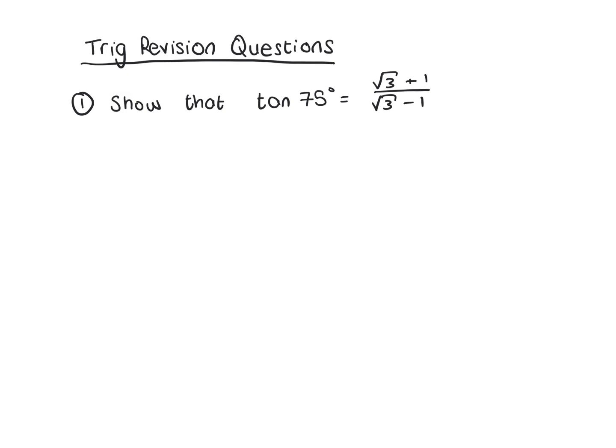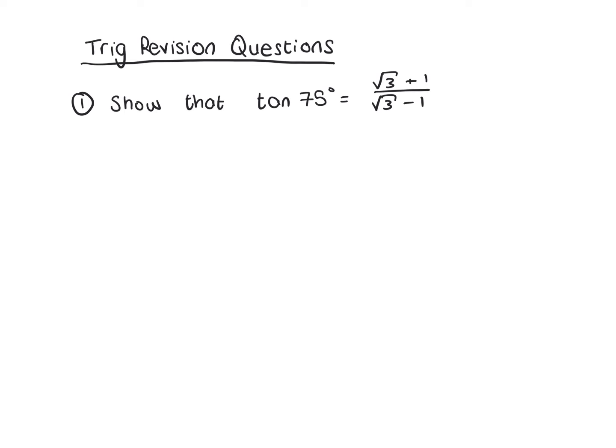Okay, I said today that we would look at some trig and do some revision. So what I'm going to do is give you a few questions and then I will go over the answers with you. So question 1 says, show that tan 75 equals root 3 plus 1 over root 3 minus 1.